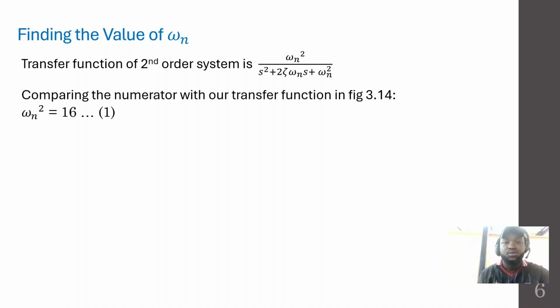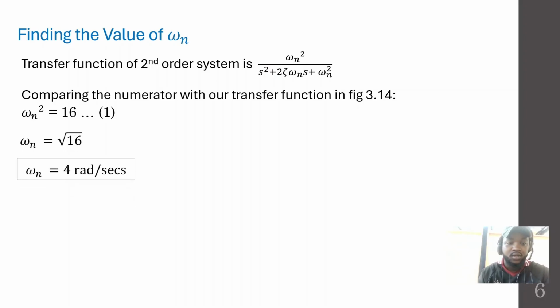So we are comparing the numerator with the transfer function in figure 3.14. So here omega n squared is equal to 16. So then it becomes the root of 16, and then you get omega n, which is the undamped frequency, equal to 4 rad per second.